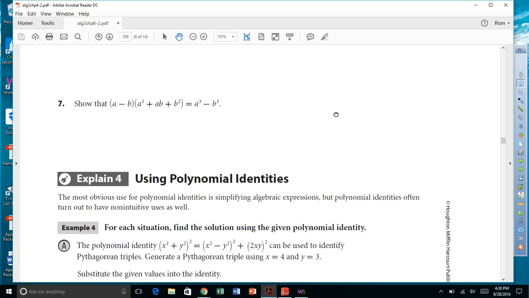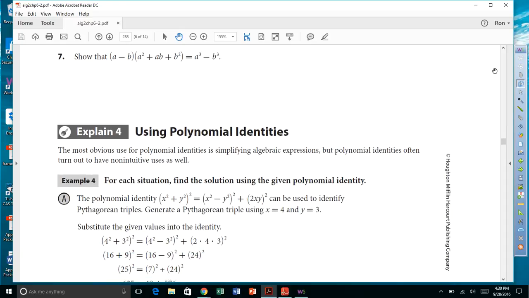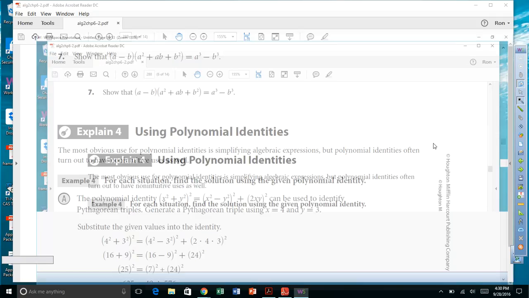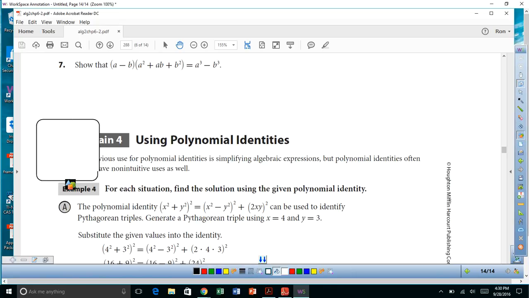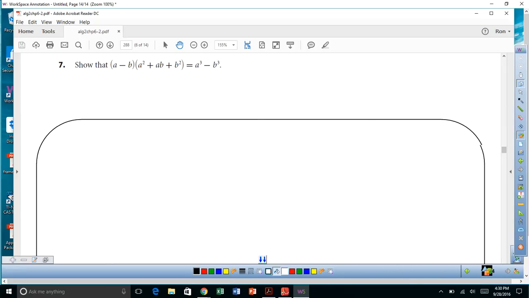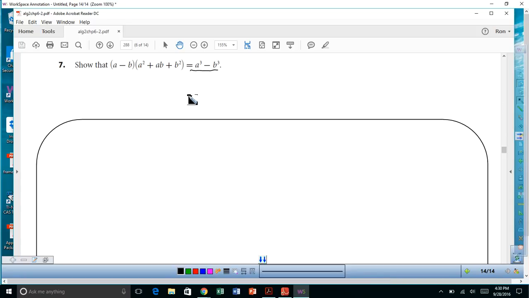What about 7? Let's try 7. If you want to, you can stop the video and try it on your own, and then come back and follow along. See how well you did. If you notice, the right side is already simplified, so we just got to simplify the left side.